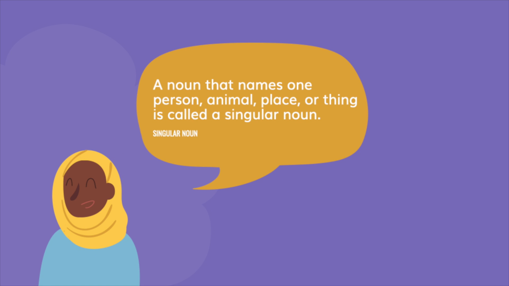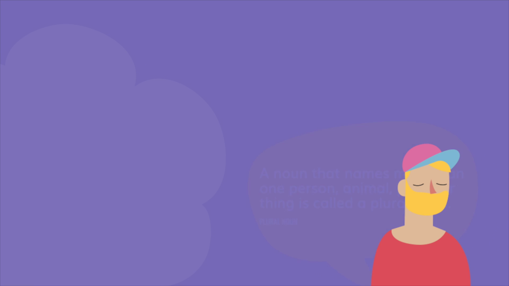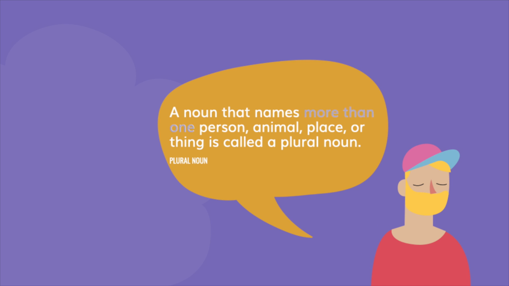What is a singular noun? A singular noun means that there is one of something. A good way to remember this is that the word singular has the word single in it, which means there is only one. A plural noun, on the other hand, means that there is more than one.